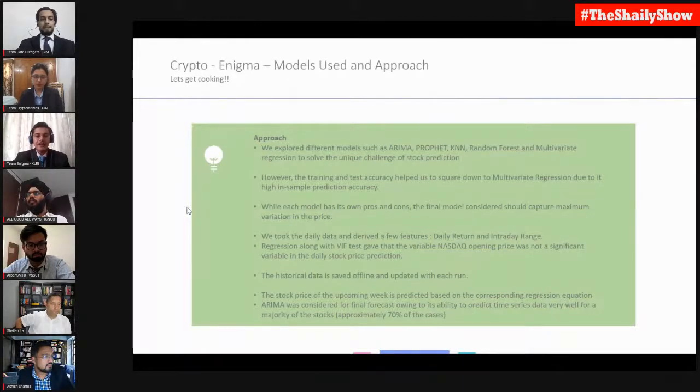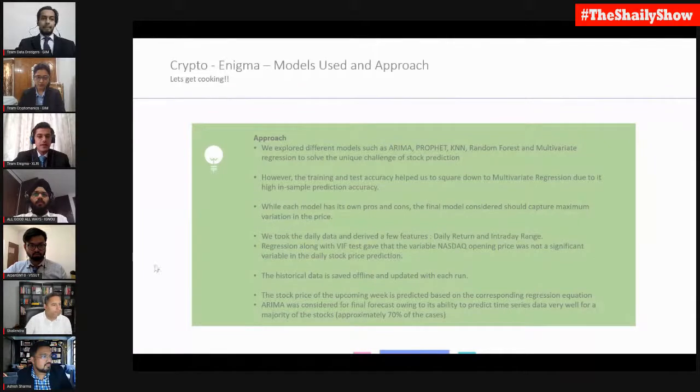We took the daily data and derived a few features like daily return and the intraday return. Then we ran the regression along with a VIF test, which told us that a variable like NASDAQ opening price was not a significant variable for daily data prediction. So we removed all the autocorrelations that were existing, and the historical data was then saved. Each week the data set was updated with the last 5 days' values, and the stock price for the upcoming week was predicted based on the regression equation.